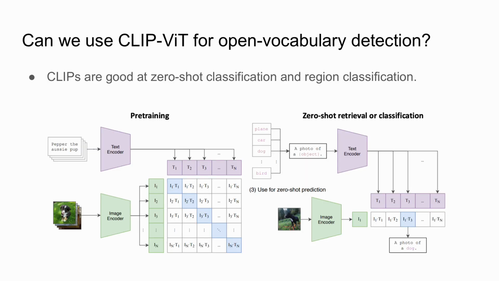Most recent open vocabulary detectors are usually built on vision language models like CLIP, because CLIP models are good at zero-shot classification and also suitable for region classification. This work specifically focuses on using the Vision Transformer from CLIP to build a strong open vocabulary detector.